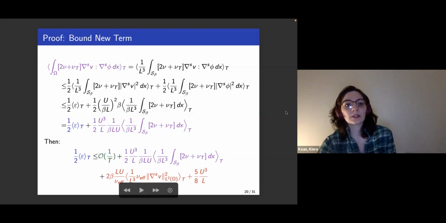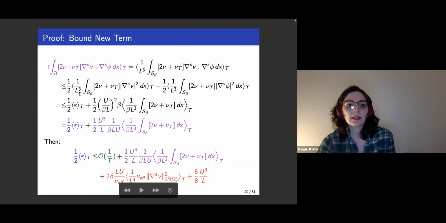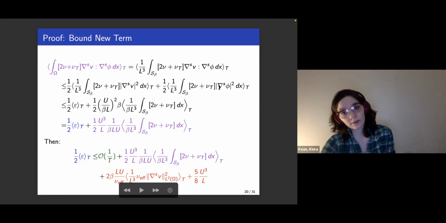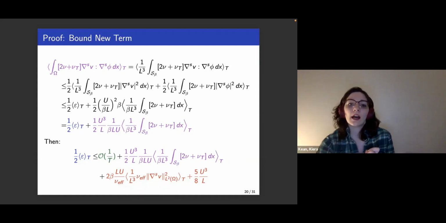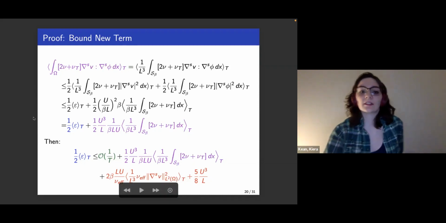So what we do here is, the key is we restrict to the strip where phi is supported. And then we can apply Cauchy-Schwarz in space and time, extend back to the whole domain to have our energy dissipation rate, and then use the definition of phi that we had earlier, and then just rearrange terms to get this final result.